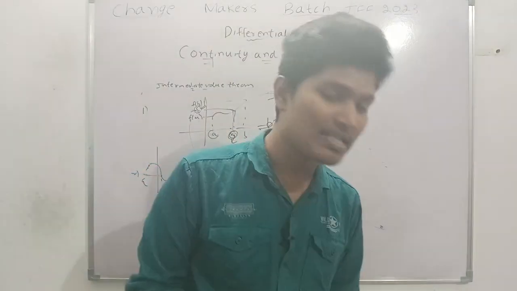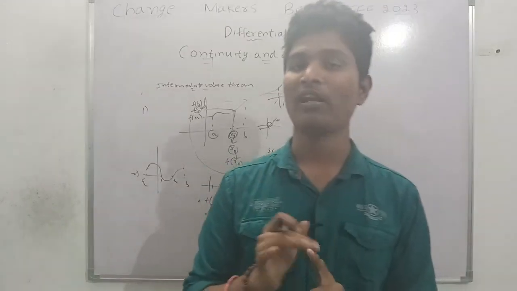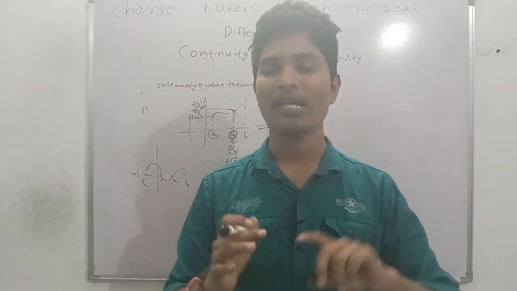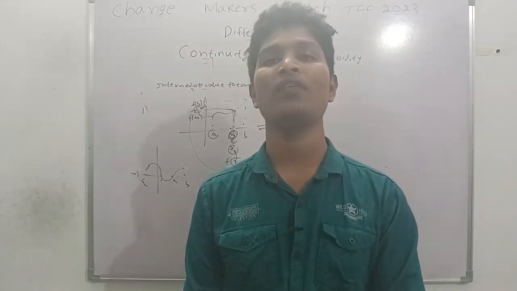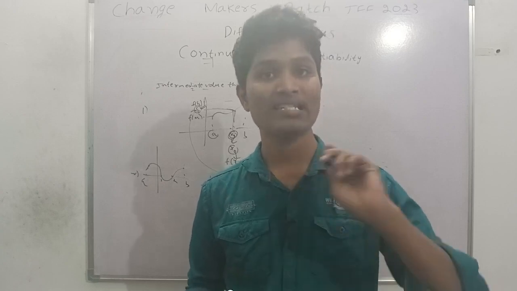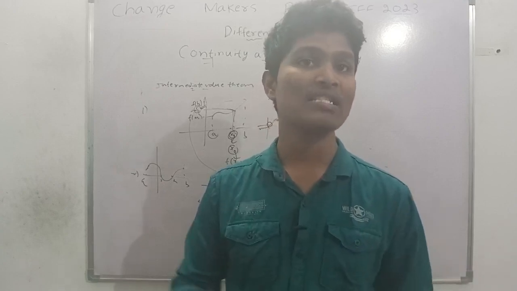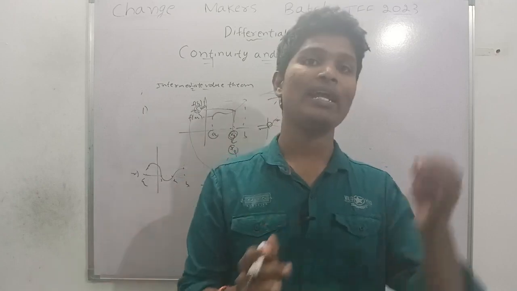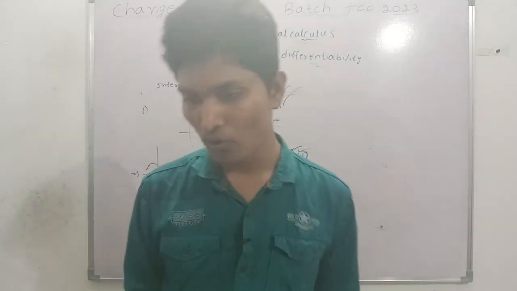Means if f is a function and it is one-one and onto, it is a bijective function. And if a function is bijective, then its inverse exists, and the inverse graph is symmetric about the y equal to x line. This is the thing you have to remember.